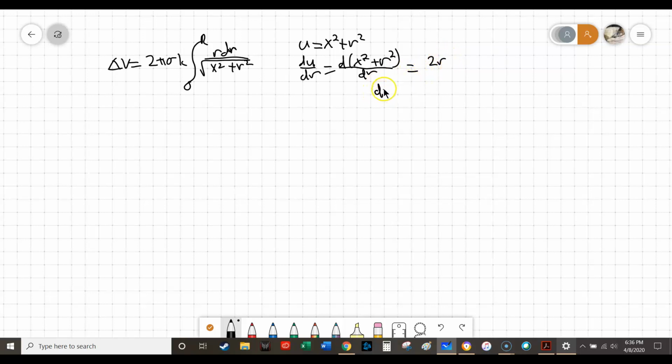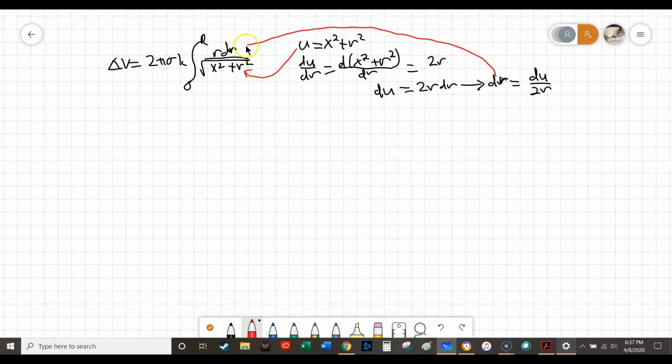And so du is going to be equal to 2r dr. And so dr is going to be equal to du over 2r. Well, now we're going to go ahead and substitute u in for this bottom part, and we're going to substitute in dr into this top part. Okay?